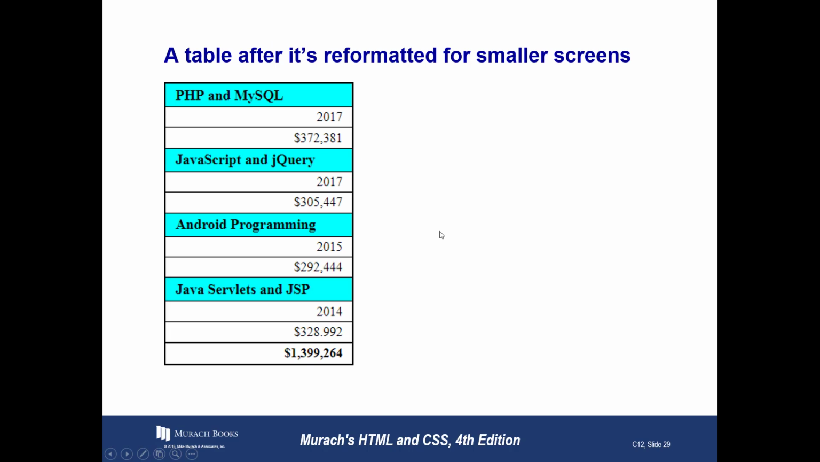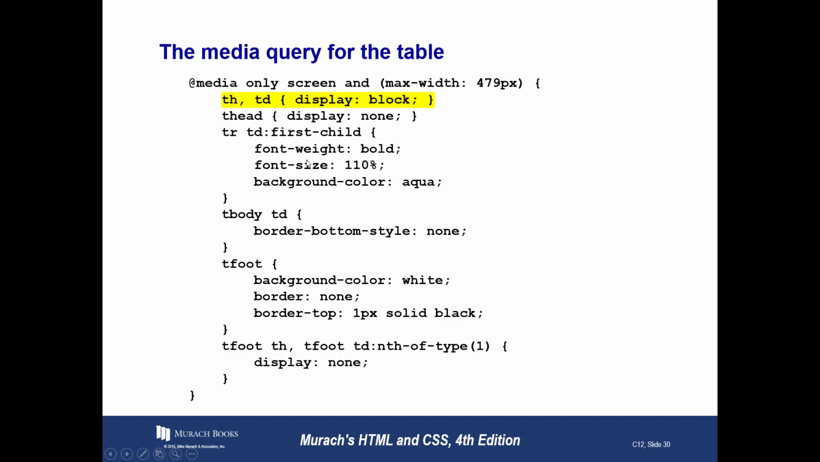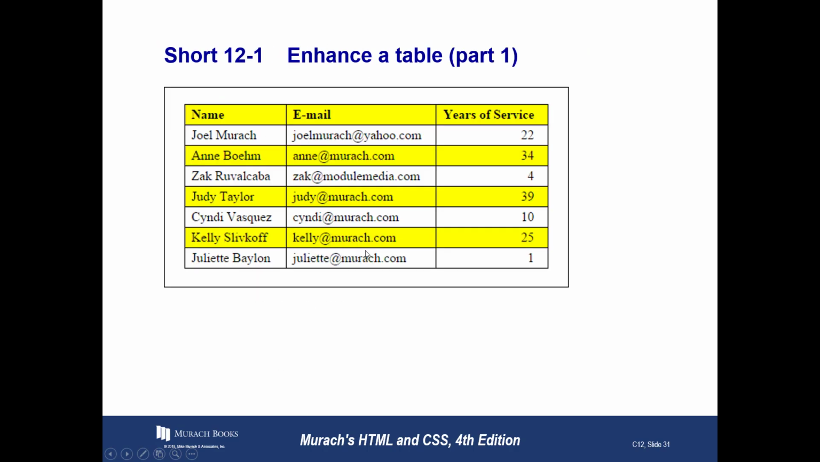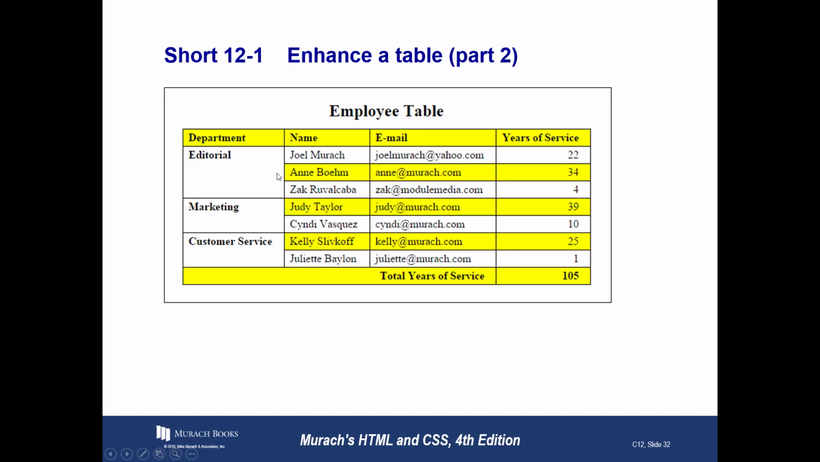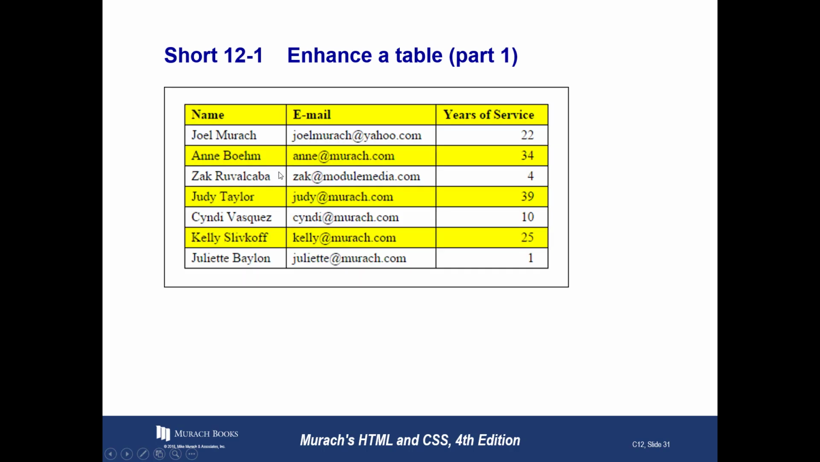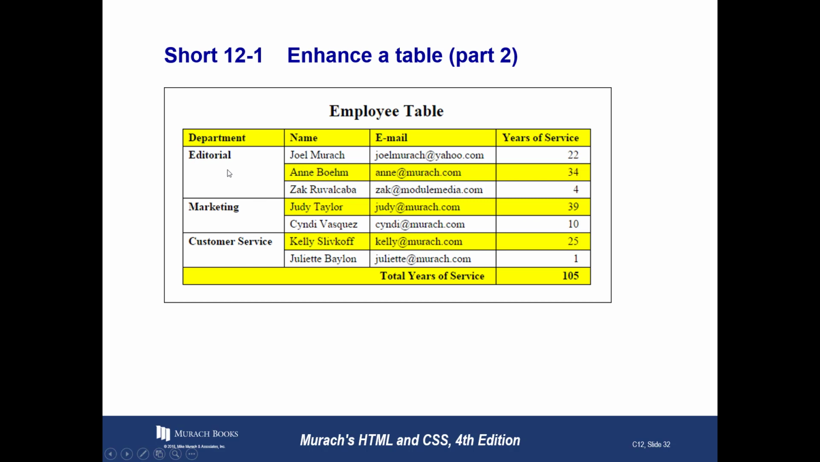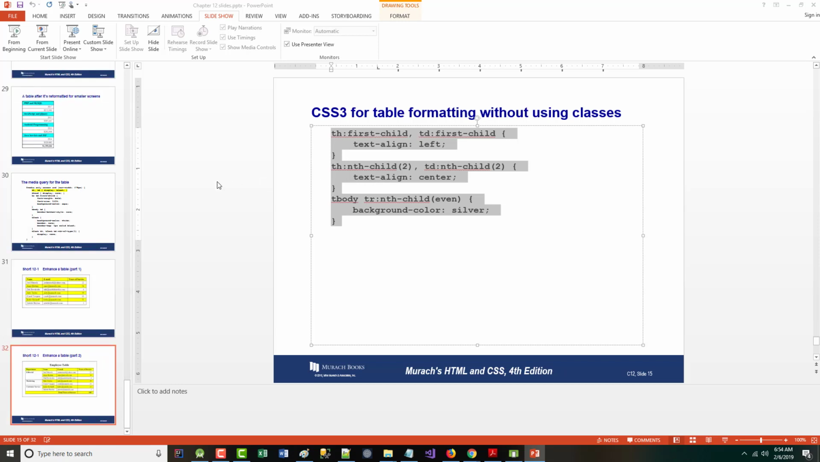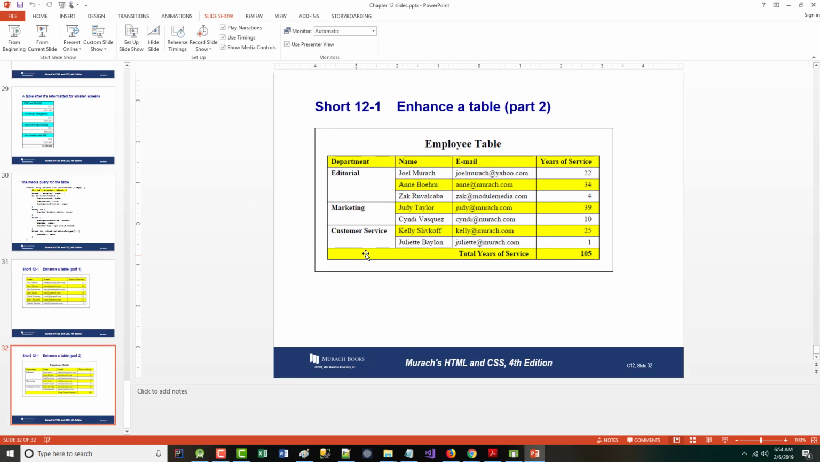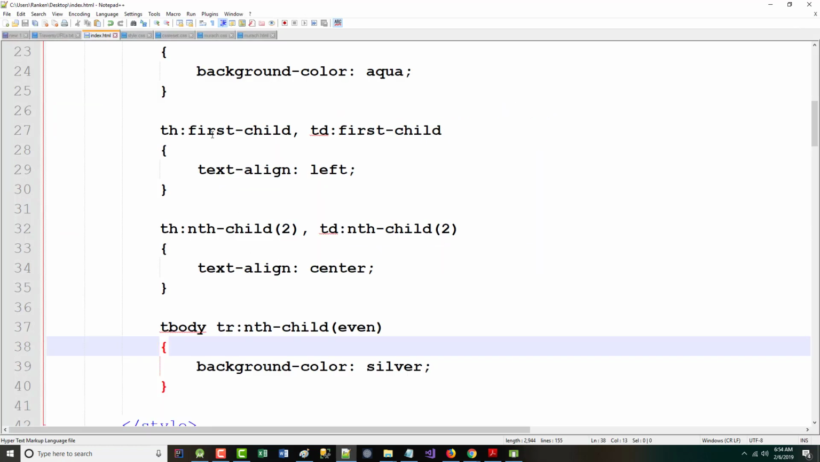Here's a table that's been reformatted for smaller screens. I don't know about you, but to me that looks really bad. Probably want to do a lot more work on it than what they've done here. So here's the media query for the table. Here they've enhanced it. So again, what are they doing? Well, they're taking these 1, 2, 3, 4, 5, 6, 7 people, and they're separating them into areas. So they've enhanced the table. Again, I'm not going to say they made it look better, or they didn't. But what the author has been showing you in here is how you can work with tables. And that's it for this chapter.